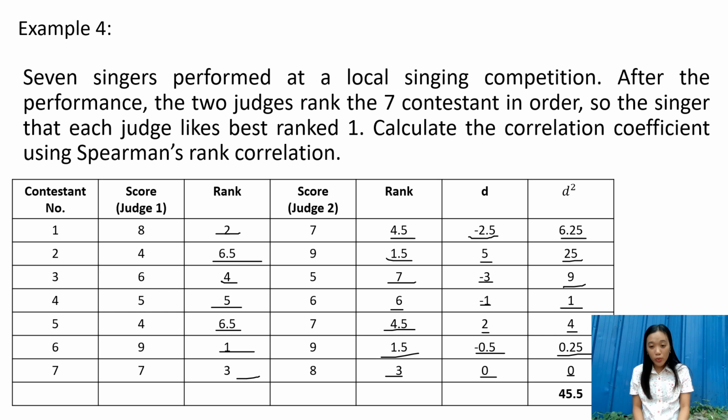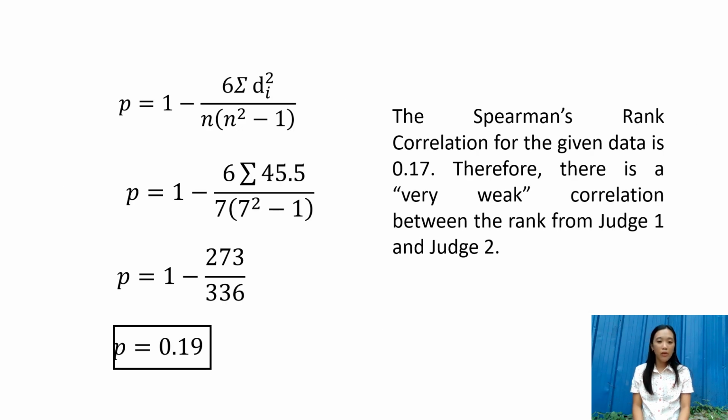Now we need to sum up all the values in this square column. 6.25 plus 25 plus 9 plus 1 plus 4 plus 0.25 is equivalent to 45.5. Our sum of d squared value is 45.5. And our number of observations is 7, because we have 7 contestants.